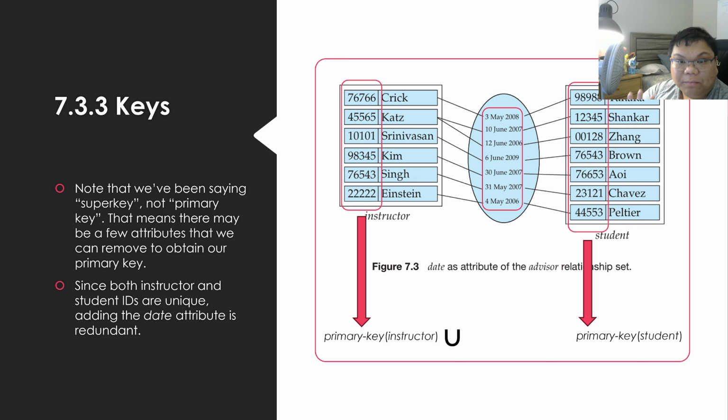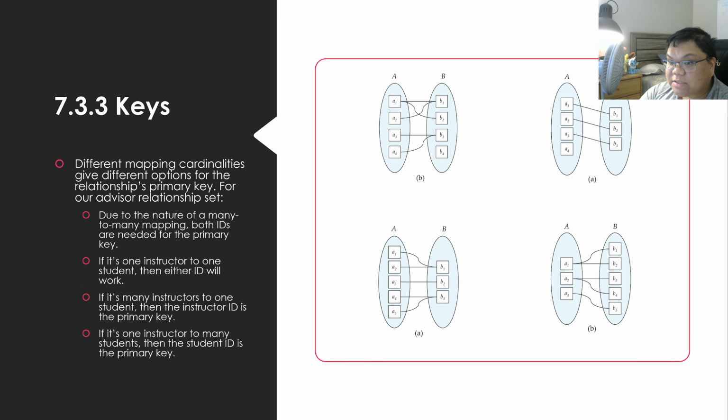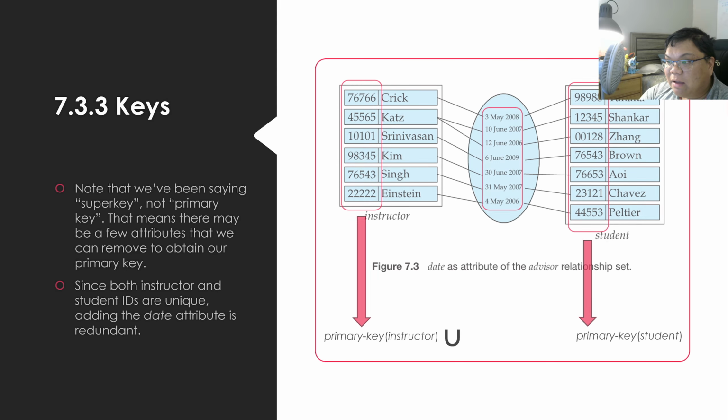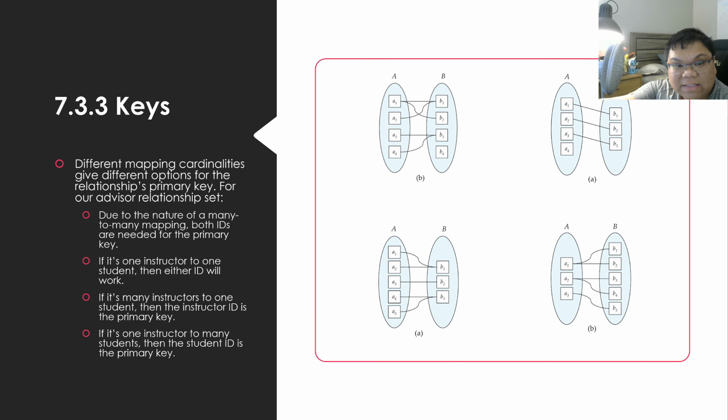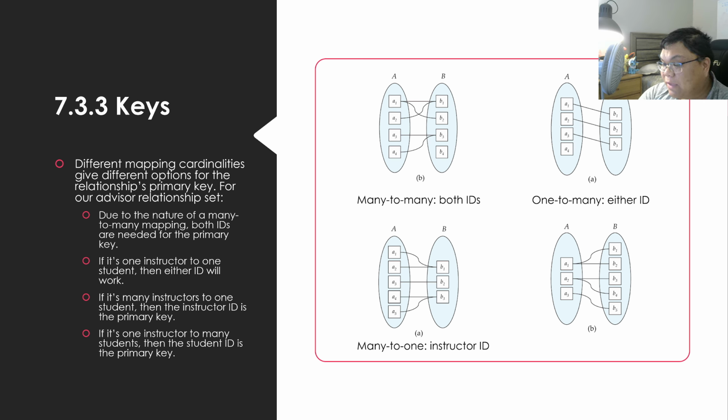So, if we want primary keys, here are the options. If you have a many-to-many mapping, you need both primary keys from both sets. I'm going to use the example of students and instructors. So, if A is instructors and B is students, in a many-to-many mapping, we need both IDs. If it's a one-to-one mapping, we can use either ID. If we have a many-to-one mapping, we use the instructor ID. And if we have a one-to-many mapping, we use the student ID.